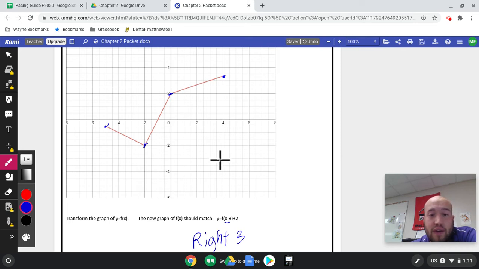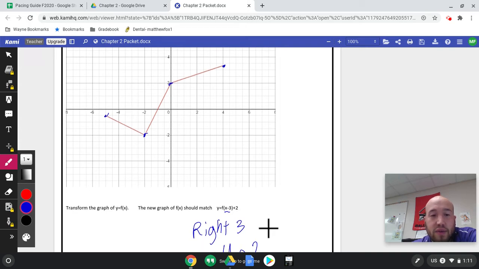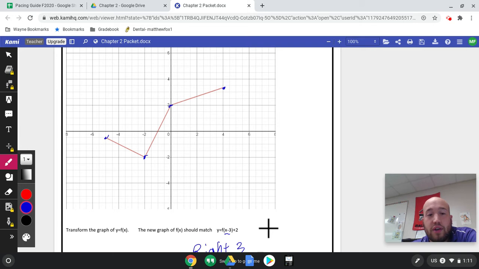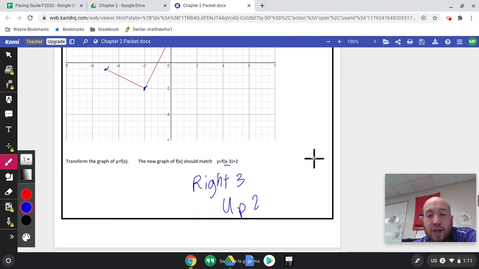One thing I want to point out is that this graph is by twos. What I mean is the graph is by twos, but notice there are 4 marks in between. The faint marks are every half unit, but they identify it with a solid mark every 2 units. So just be aware when we're going right 3, we want to shift the entire thing 3 full units to the right, not just 1.5, which would be 3 of these boxes. So right 3, up 2.